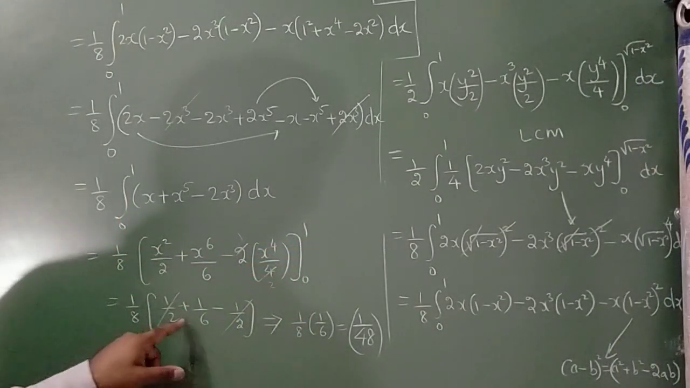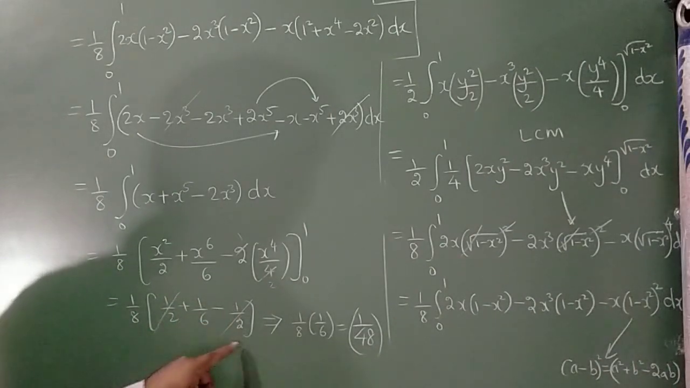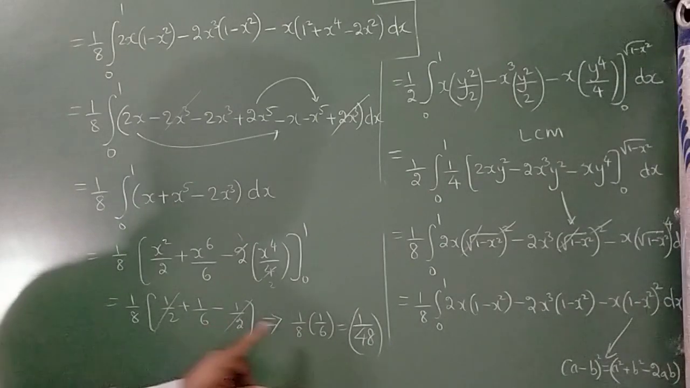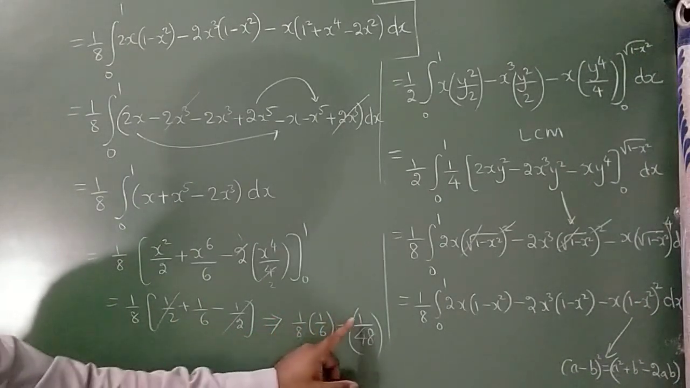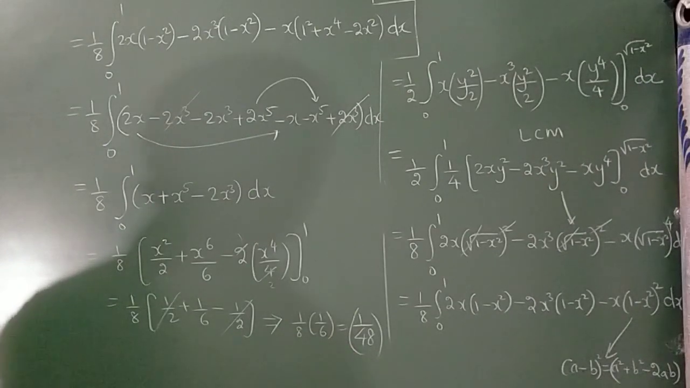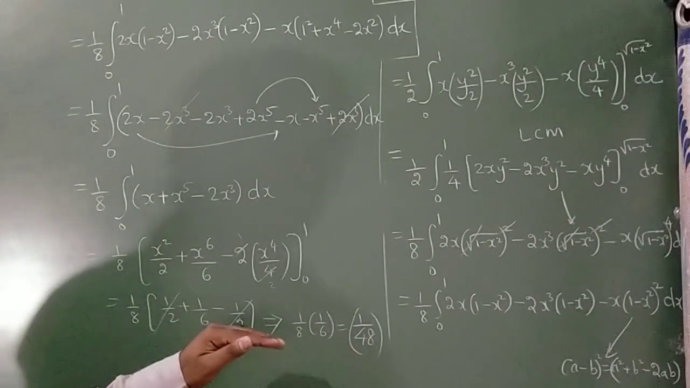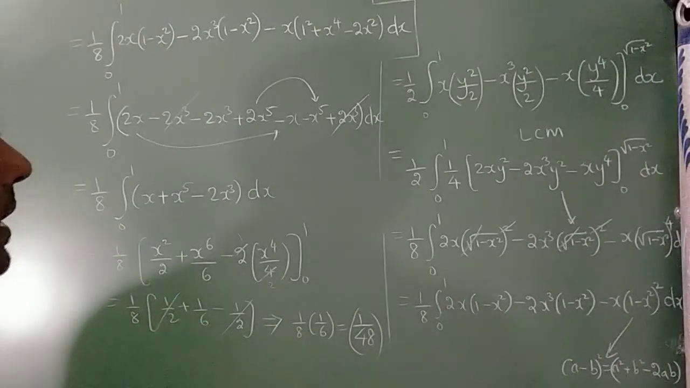So 1 by 2 plus 1 by 6 minus 1 by 2. So plus 1 by 2 minus 1 by 2 get cancelled. What is remaining? 1 by 6 is remaining. What is outside? 1 by 8. So 1 ones are 1, 8 6s are 48. So this is the easy and simple method to get the answer.